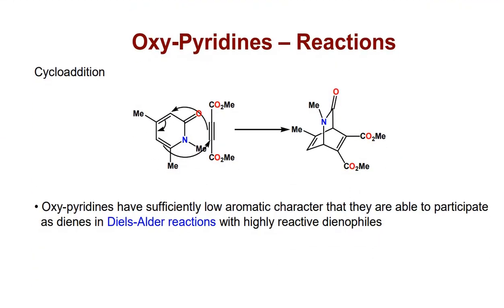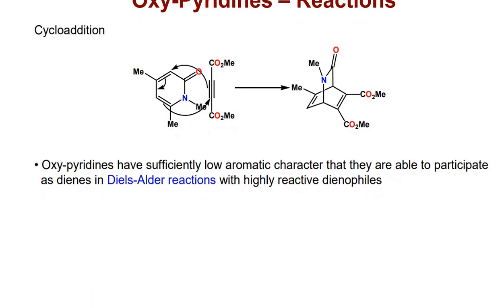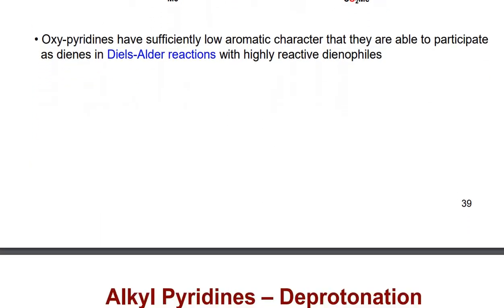Now cycloadditions. Oxypyridines have sufficiently low aromatic character that they are able to participate as dienes in Diels-Alder reactions with highly reactive dienophiles.